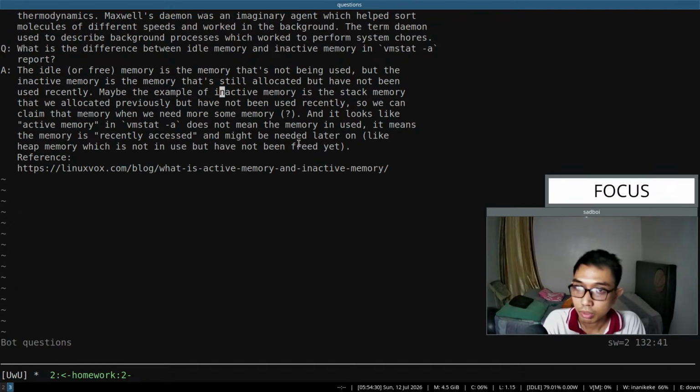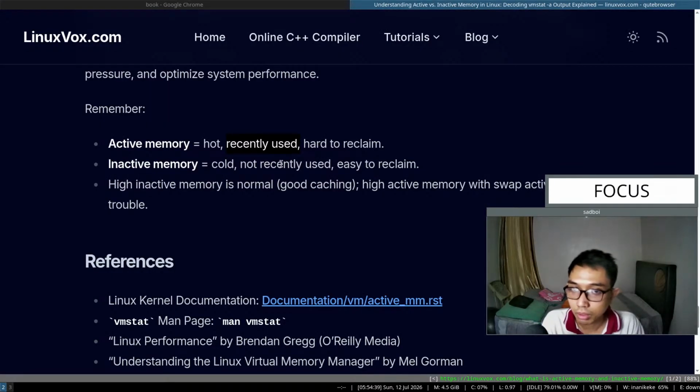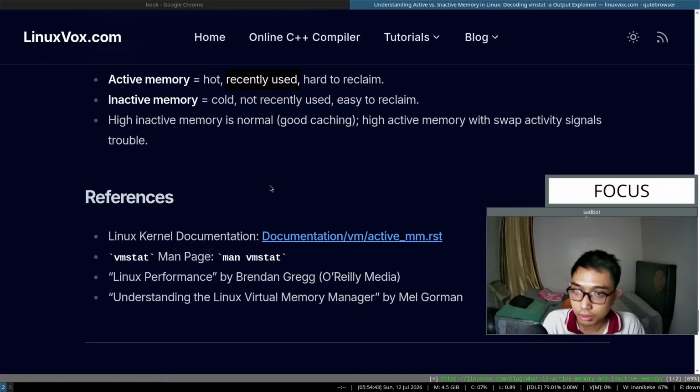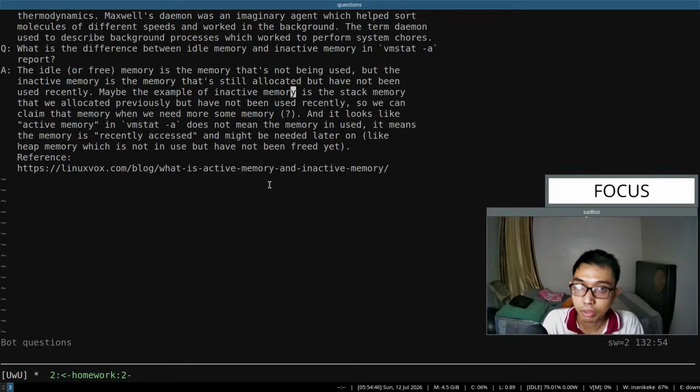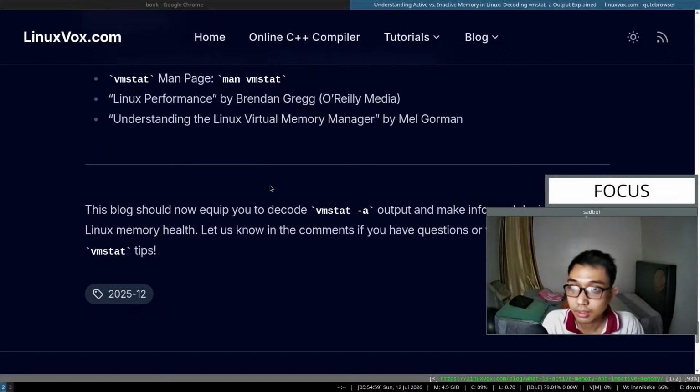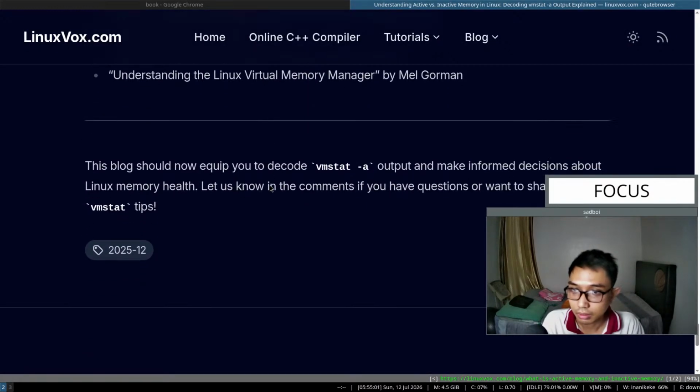And the inactive memory, yeah, maybe the stack memory. So when we need memory, we can replace those memory in the stack or something like that. But yeah, I'm not sure if that is a good example here. Okay. Alright.